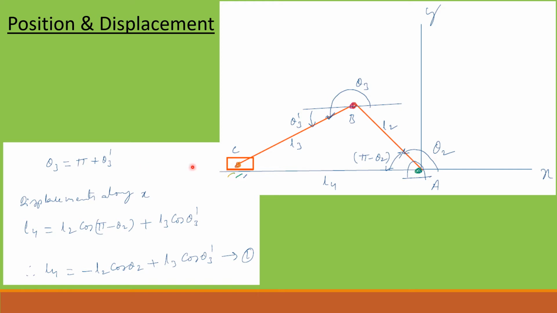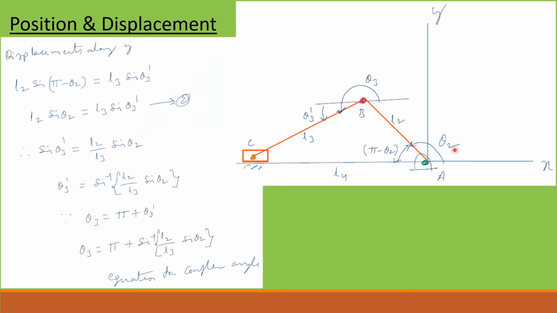So let us write displacement equations along x. So along x, L4 equal to L2 cos pi minus theta 2 plus L3 cos theta 3 prime. After rearranging this, we get L4 equal to minus L2 cos theta 2 plus L3 cos theta 3 prime. Let us call that equation 1.